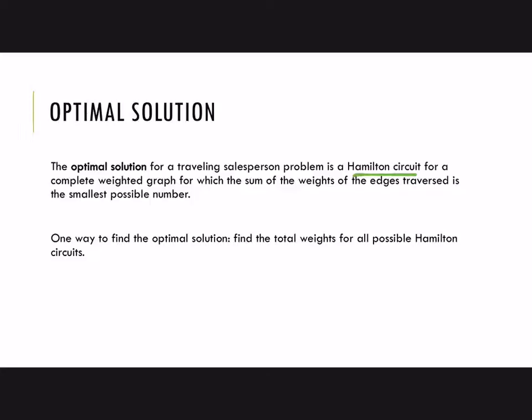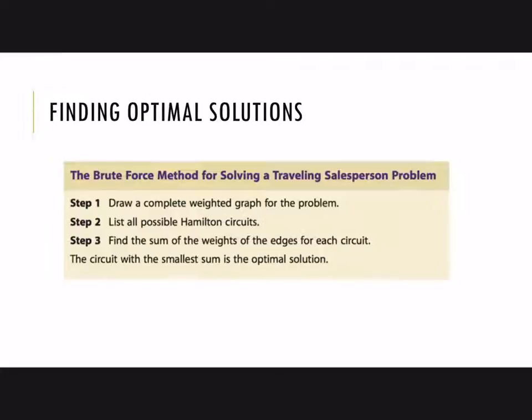Okay, so here's one way to find this optimal solution. We find the total weights for all possible Hamilton circuits and then just choose the smallest one. Alright, this is called the brute force method, and that's because it is just that. You're just using brute force, no real tricky or clever method here, but you're just listing all the possible options out and then finding the optimal one. Okay, so we draw a complete weighted graph, list all possible Hamilton circuits, find the sum of all the weights, and then choose the smallest one.